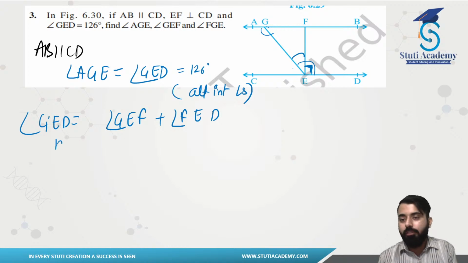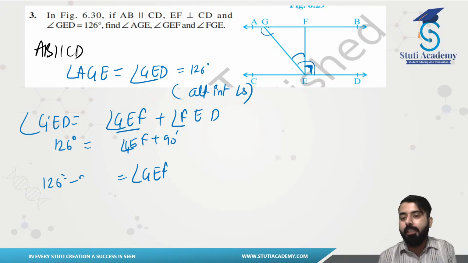So you guys know this is 126 degrees. GEF I have to find out. So GEF plus 90. So angle GEF will be what? It will be 126 minus 90. So that should be 36 degrees. Easy. Now we have calculated this 36.